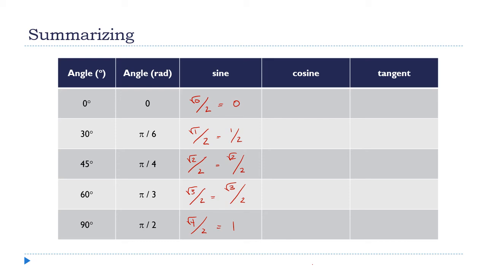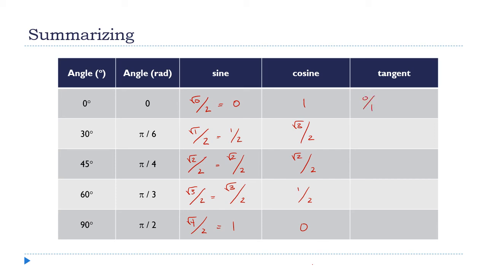Now, we need the values of the cosine, but look, the values of the cosine are exactly the same as the values for the sine, but in reverse. So instead of starting at 0, I'm going to start at 1, then the square root of 3 over 2, the square root of 2 over 2, 1/2, and 0. And then to get the tangent, it's just the sine divided by the cosine.